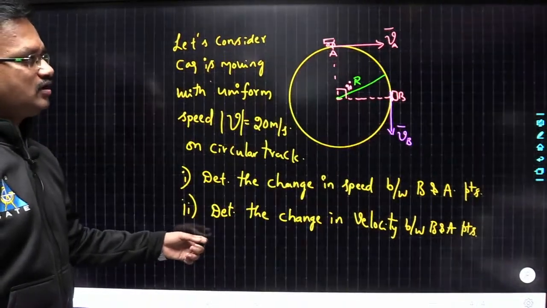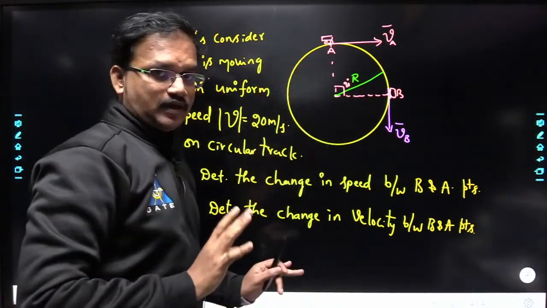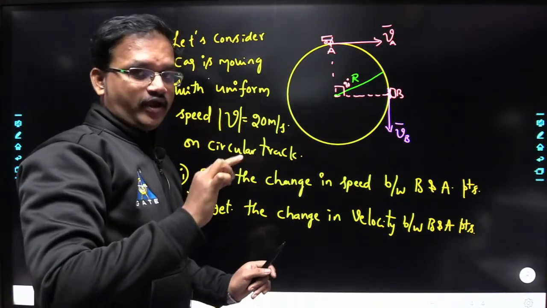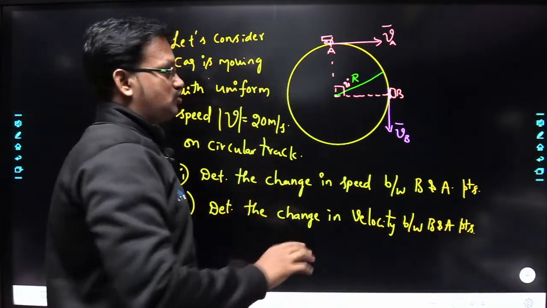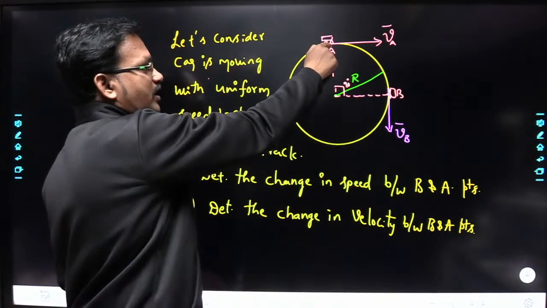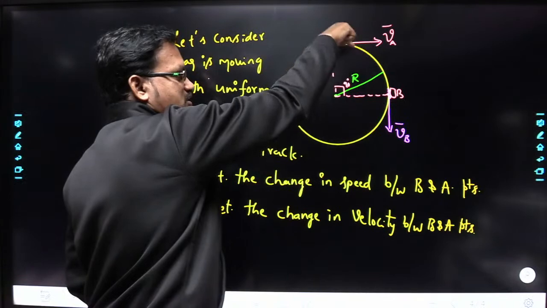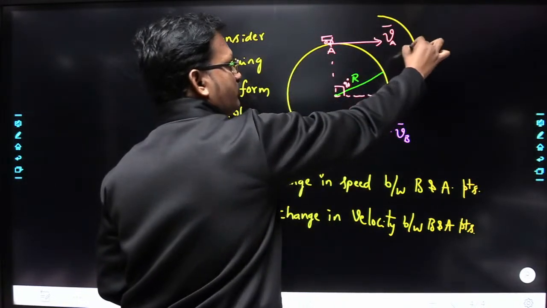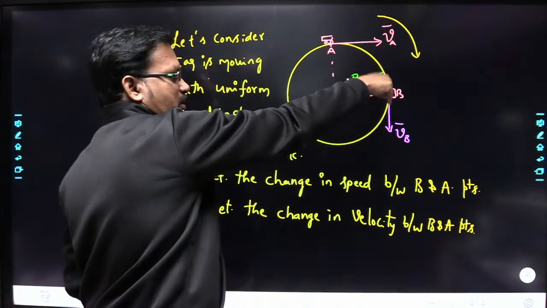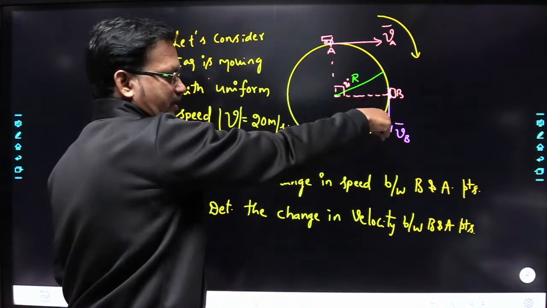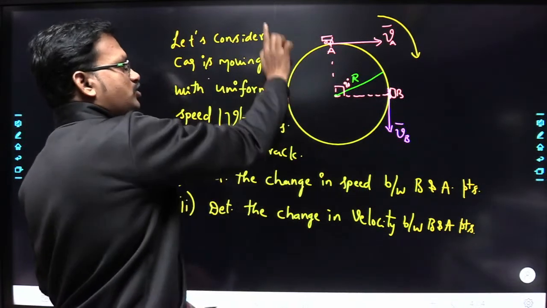So a car is tracing this circular path. The velocity of the car at any point is given by the tangent drawn at that point. Understood? So whenever the car is moving at point A, its velocity is going to point in this direction. Let us assume it is moving like this. Now whenever it reaches point B, the velocity is going to point in the downward direction. Similarly at this location it is going to point in this direction, and at this location in this direction.